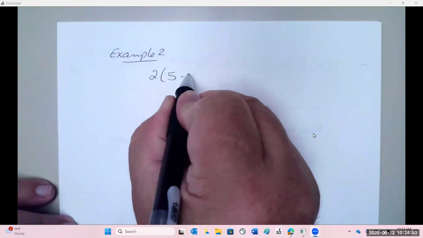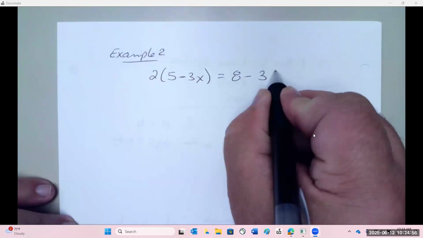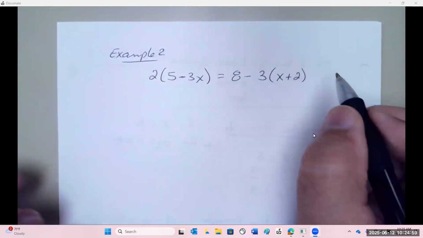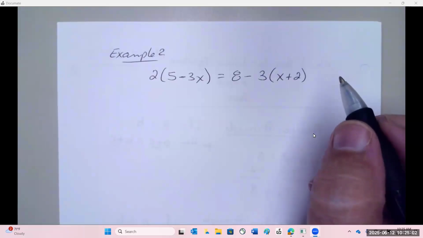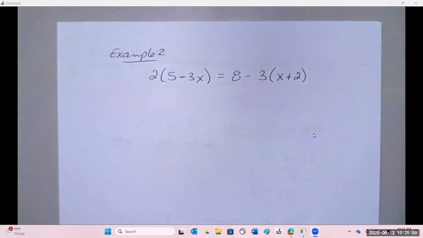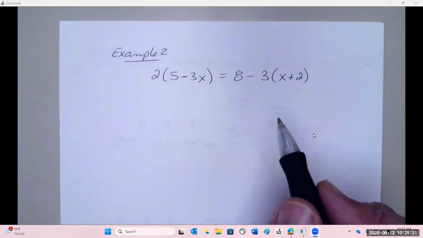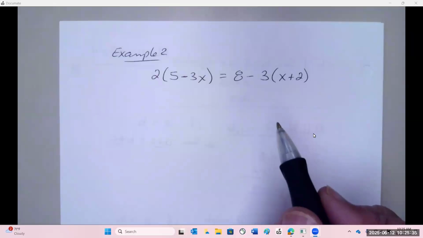Two times 5 minus 3x equals 8 minus 3x plus 2. Order of operations. Are there any fractions? No. So we don't have to worry about that part. Since there are no fractions, what's our first step? Can we do anything inside the parentheses? No. So we get rid of the parentheses. If you can't do anything inside there, get rid of them. How do you get rid of them?